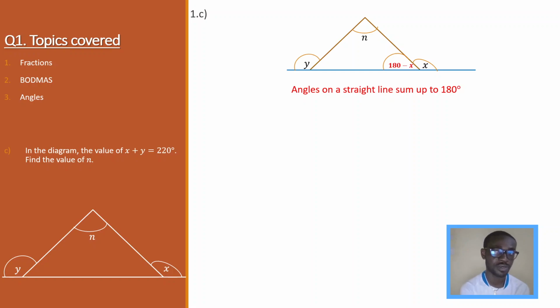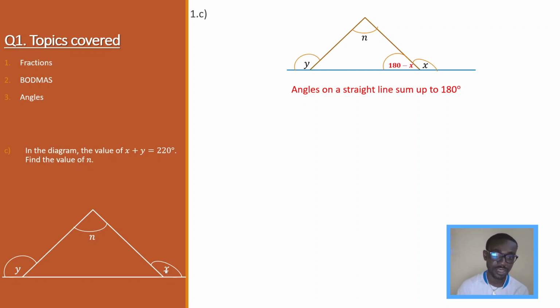And at the base, we have a straight line. We have learned that angles on a straight line sum up to 180. What we mean by angles on a straight line is, look at these two angles here. So this is the diagram that they give us in the question.